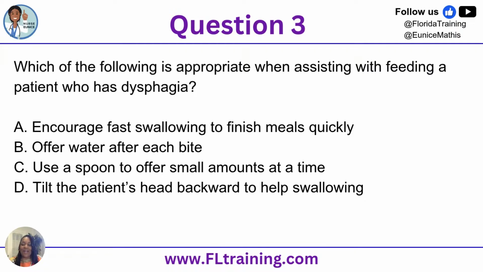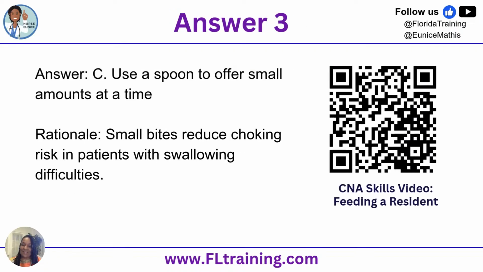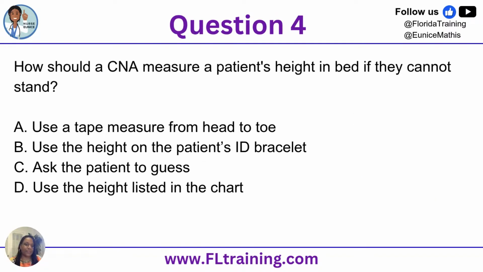All right. And so for question 3, the answer is C. You're going to use a spoon to offer small amounts at a time because small bites reduce choking risk in patients with swallowing difficulty. And we usually don't have them tilt their head back. We have them do chin to chest. So their chin or their neck would actually be forward, not backwards. And we have a video on that skill also.